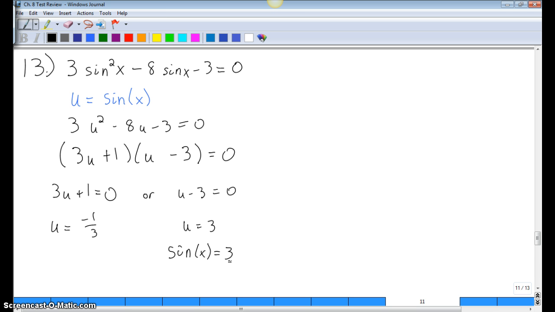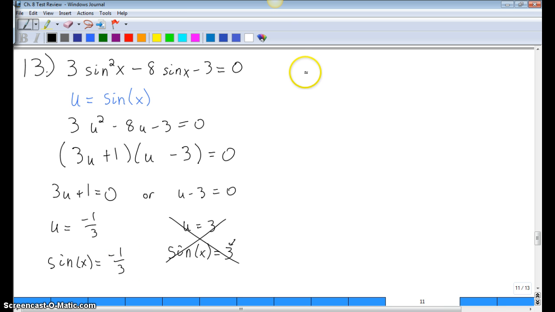The reason is the range of sine, the y values of sine, you should know by now that sine peaks at 1 and goes down to negative 1. Nowhere in that range does this value fit. So sine of x will never equal 3. So that means that there are no solutions to our problem within u equals 3. So all that means is that we get to take sine x equals negative 1/3 and solve for that.